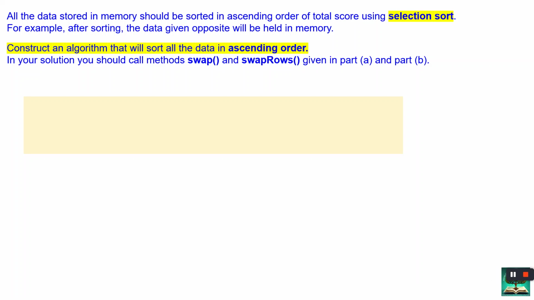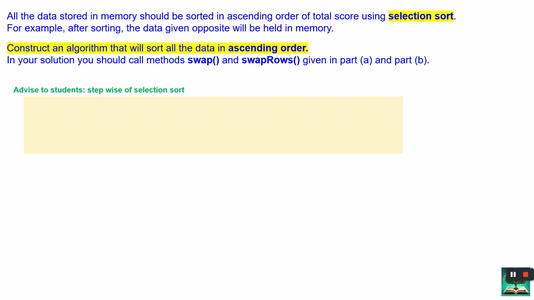For example, after sorting, the data given opposite will be held in memory. So construct an algorithm that will sort all the data in ascending order. In your solution, you should call method swap and the swap rows given in part A and part B.